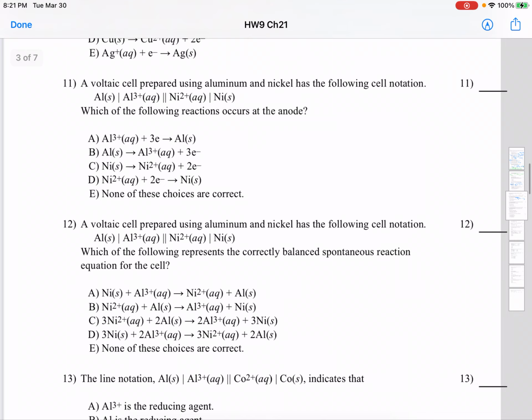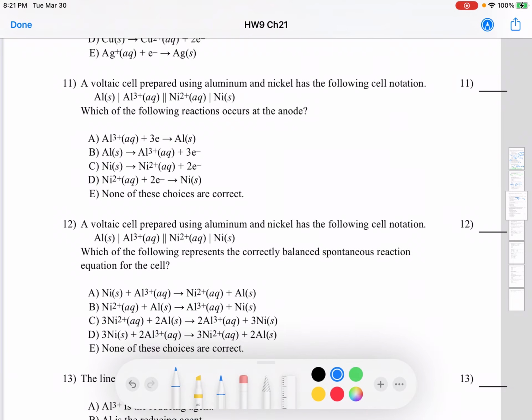The next one, the cell notation is given. Which of the following occurs at the anode? What's happening? In the cell notation, the first process is what is happening at the anode. So anode here is aluminum to aluminum 3+, solid to aqueous. Oxidation number increases from 0 to 3+ by losing 3 electrons. So this is what's happening at the anode, and you choose the one that is appropriate like this.